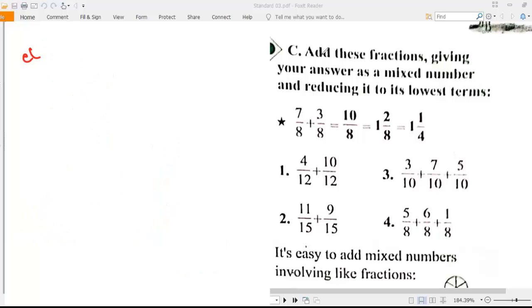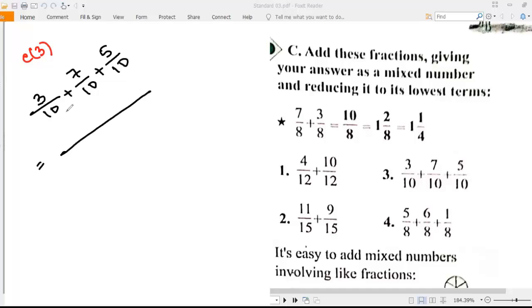Very simple. Now C3. C3 says 3 by 10 plus 7 by 10 plus 5 by 10. Look, these fractions are like fractions. That means every denominator is the same. So we just have to add the numerators. Okay, 3 plus 7 plus 5. We know that 3 plus 7 is 10, plus 5 is 15.